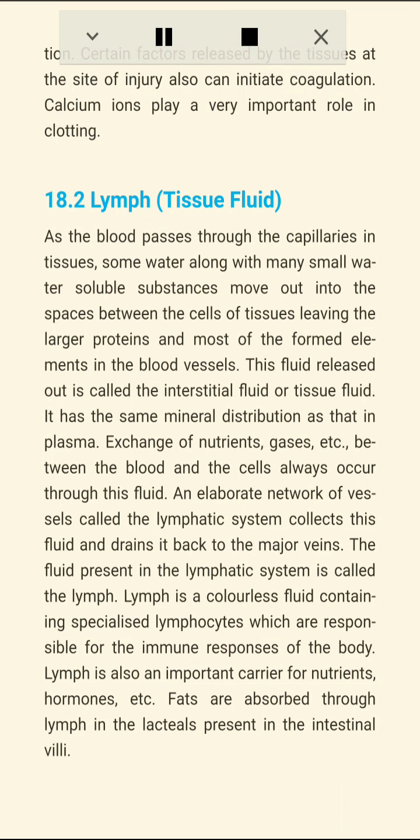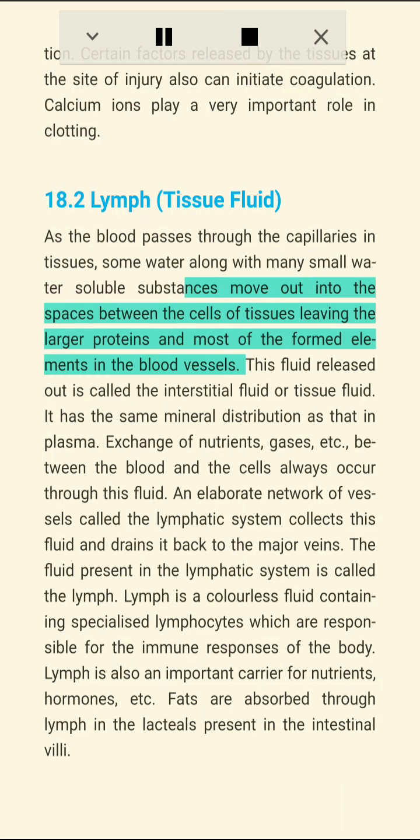18.2 Lymph, tissue fluid. As the blood passes through the capillaries and tissues, some water along with many small water-soluble substances.